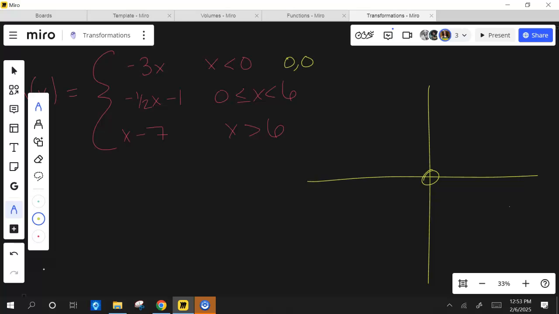Now, I need an X that is less than 0. If you plug -1 in, what? Negative 3.